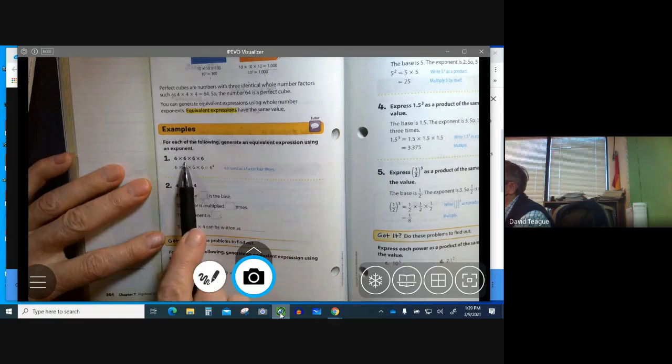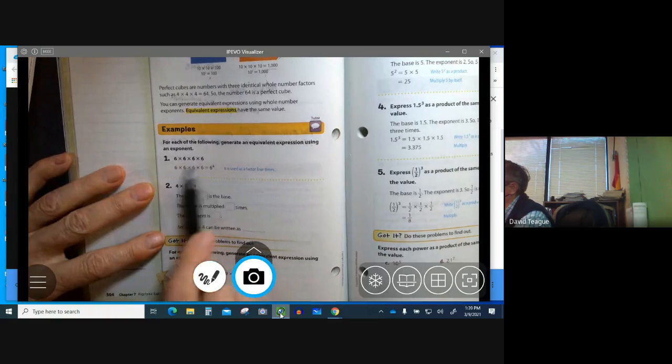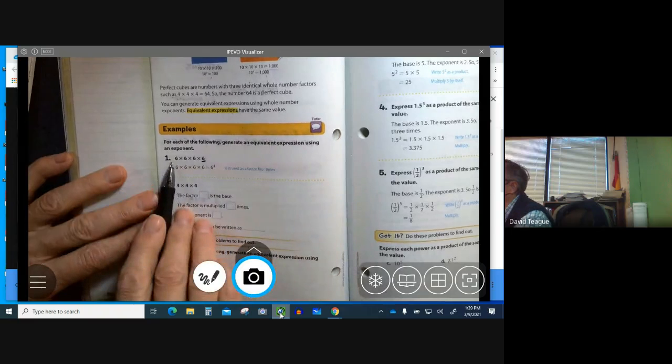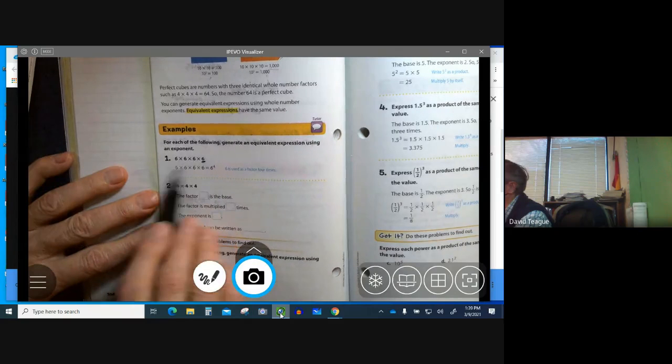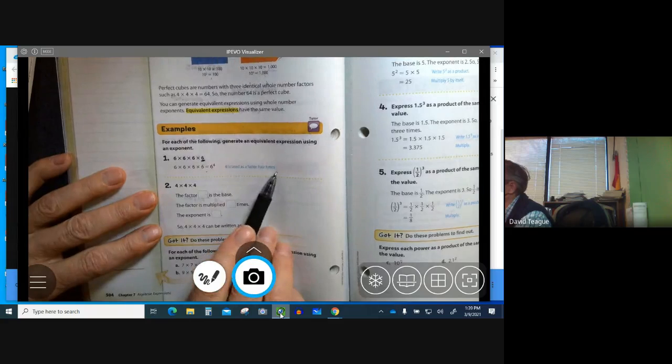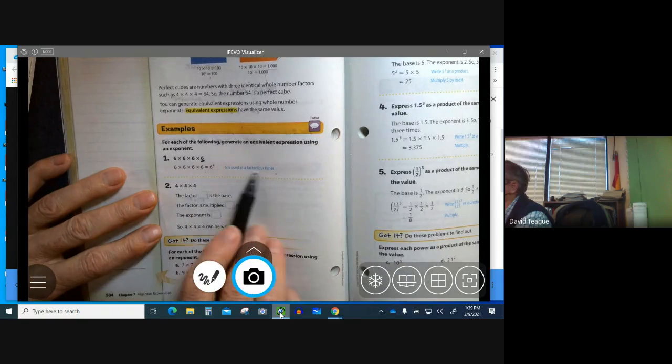So I have 6 times 6 times 6 times 6. 6 is my base, right? And how many do I have? I have 1, 2, 3, 4. So it's 6 to the 4th power. Or you can say you're using 6 as a factor 4 times.